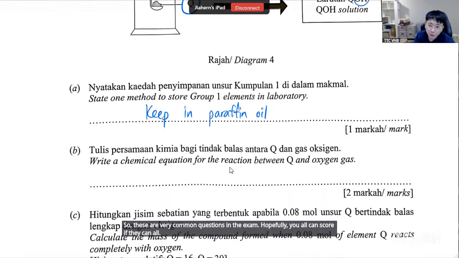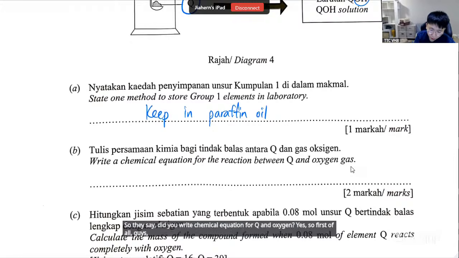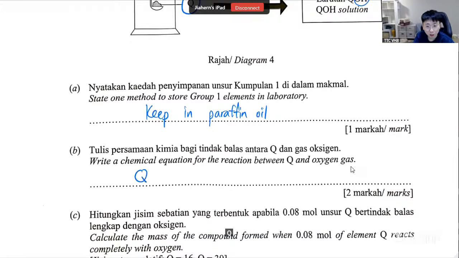Write a chemical equation. Guys, this is the worst. This is one of the many questions that a lot of students actually cannot score. So they say, write a chemical equation for Q and oxygen gas. First of all, what is Q? Q is Q. But there are chances: do you need to have Q2? Sometimes with an unknown element, you see an equation with a 2, sometimes you see no 2.